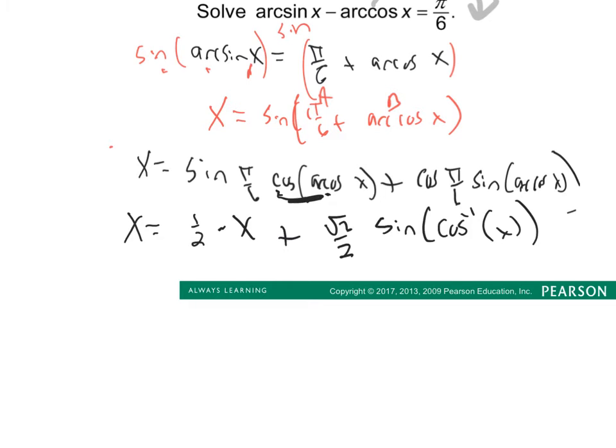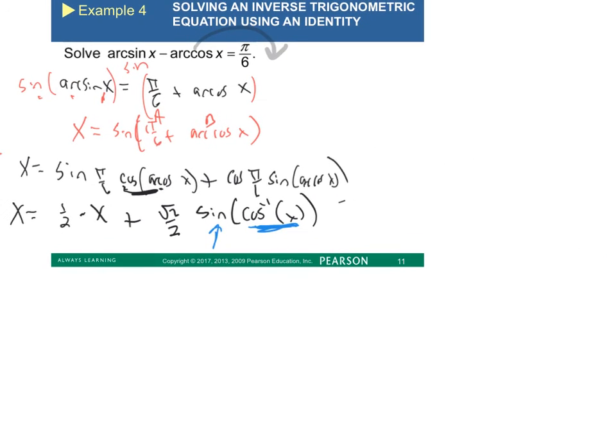In reality, arc cosine of x is an angle. If I could find it, then I could do the sine of it. But what I'm going to do here, this is something we do in calculus. I haven't got to it yet because, well, they did it in Khan Academy.